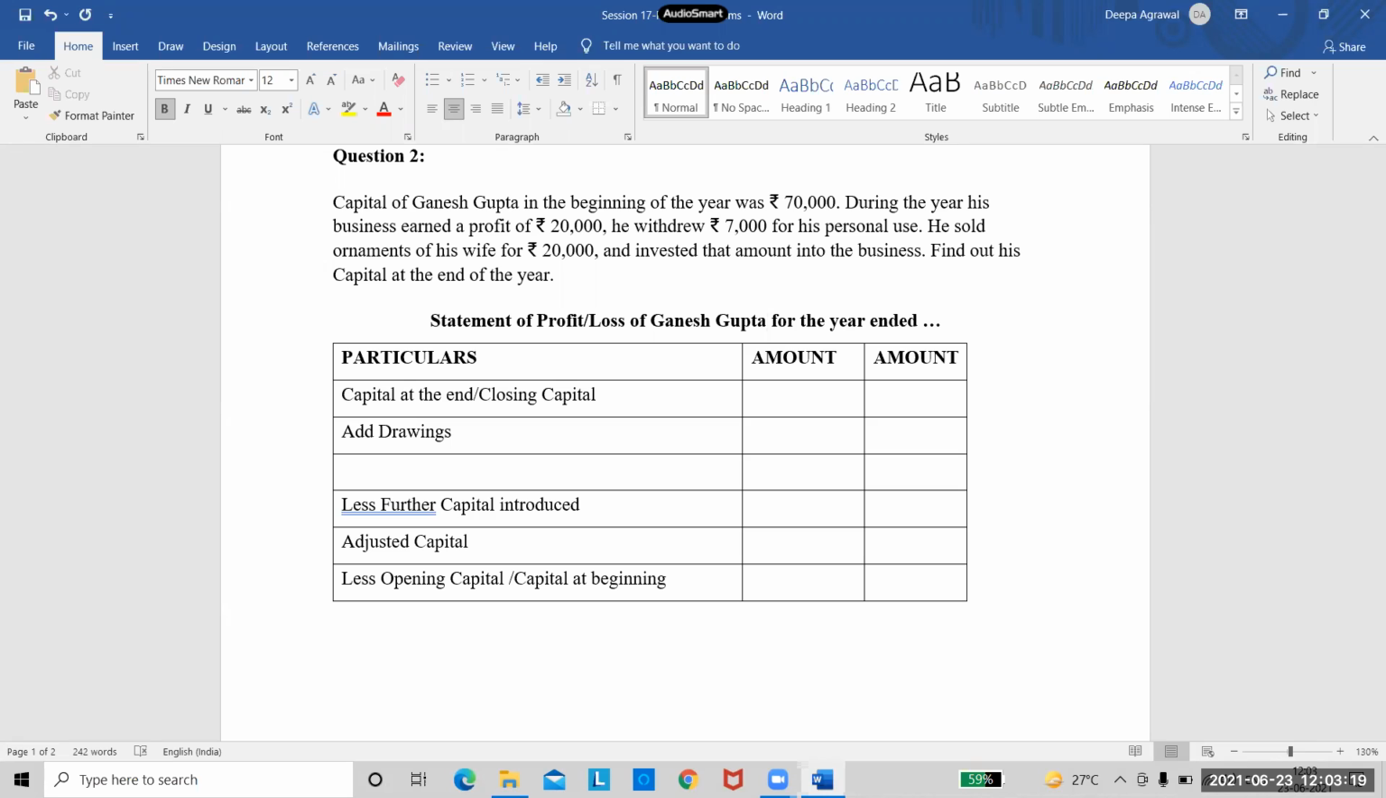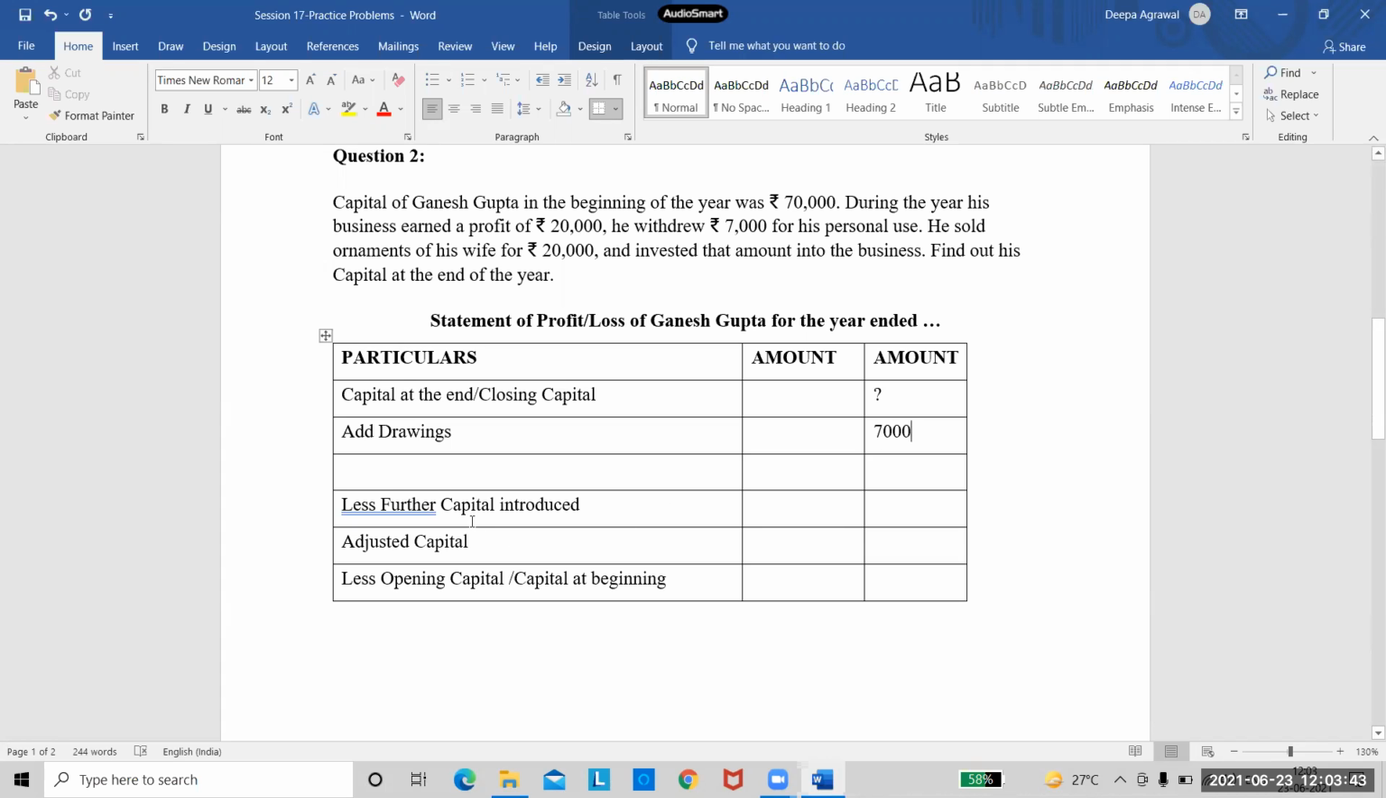So see here, he is twisting the question. What is he doing? He is not giving us the closing capital. So right now, this closing capital is a question mark. Okay. And then what did he do? Is he giving us the drawings value? Yes, the drawings are 7,000. Okay. So I will fill the drawings value here.